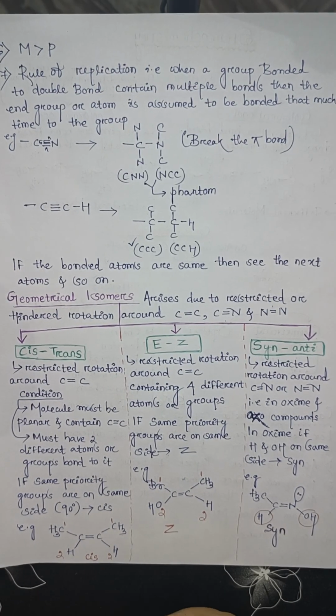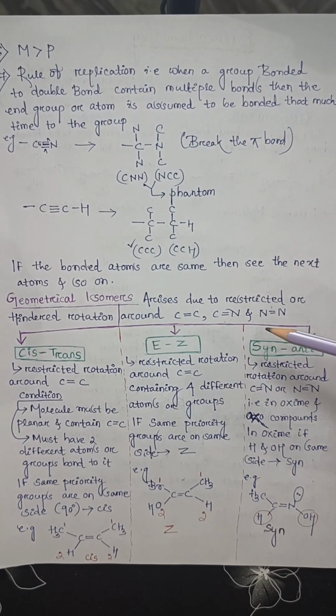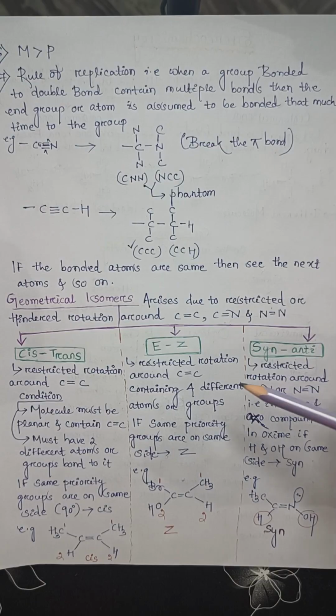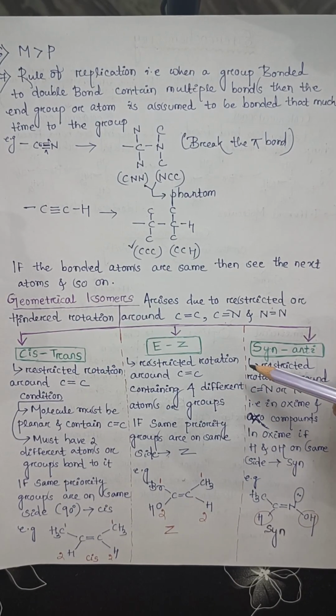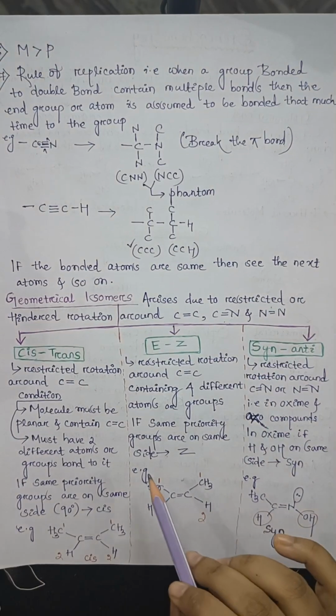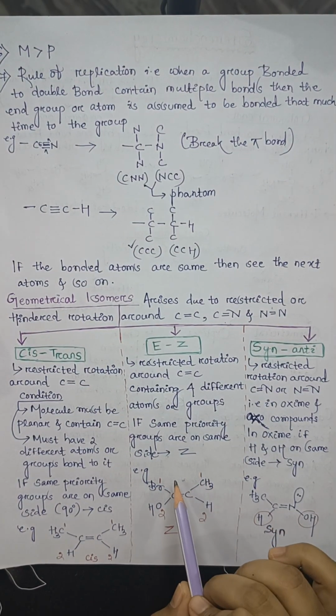will be cis. In the case of E and Z, it basically arises due to restricted rotation around C double bond C. But here is a difference: all the four groups attached to the carbons must be different. If same priority groups are on the same side, that means the angle is 90 degrees, then it is Z.